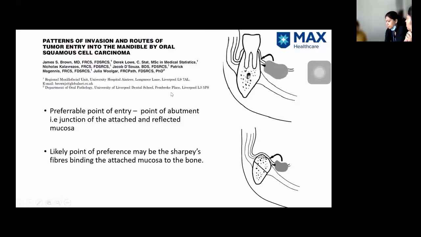Now, let's speak about how the tumor erodes onto the mandible. So there was this study by James Brown. This is a very landmark paper. I'm quite sure the majority of you will be aware of this.